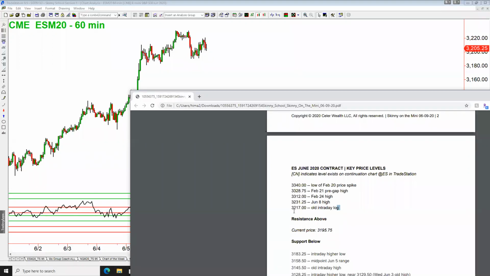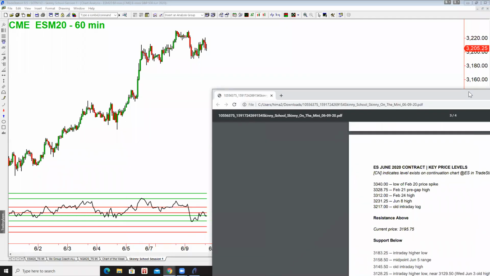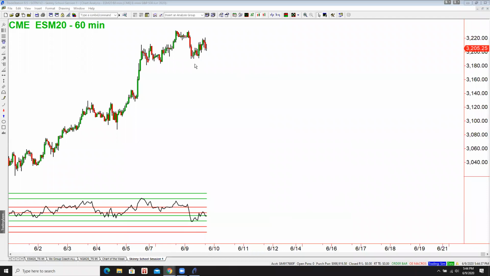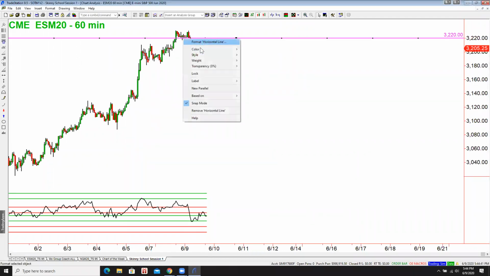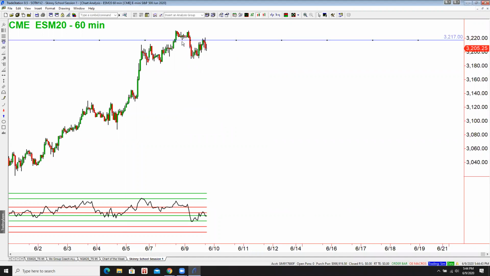Now, let's look at these. So we have an old intraday low, 3217. If I'm not specifically stating what time frame it's on, then I'm intending for you to realize that it is on the 60-minute chart. And that level is right here, 3217. So everybody just type a 17 for me, the number 17, if you understand how I pulled that level and where it is on the chart.